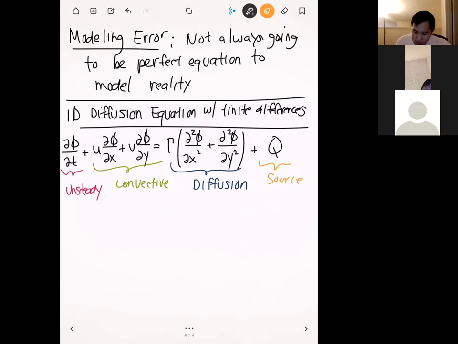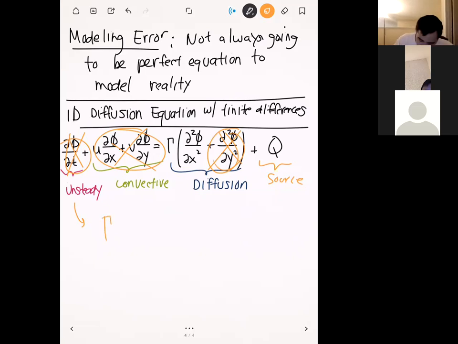Okay. And so to start with, we're going to start with the 1D diffusion equation. And so that means we're going to take out this unsteady term. Okay. We're going to take out the convective terms, and then we're going to eliminate one of the diffusion terms, because we're not ready for the y derivative yet. So we're just going to stick with the x derivative. Right? And so after eliminating all those guys, what we're left with is this.